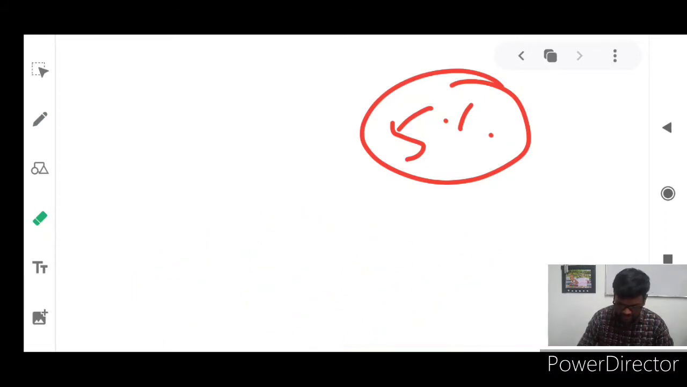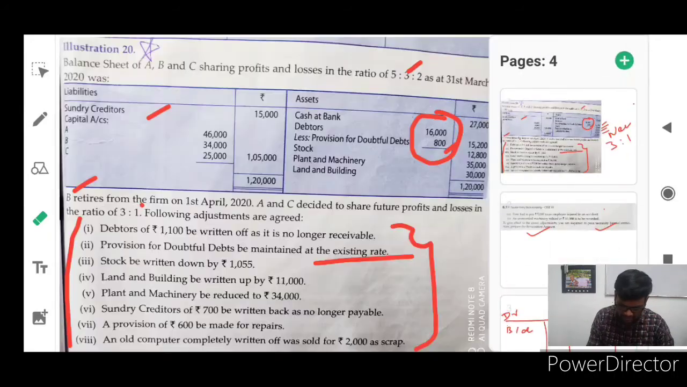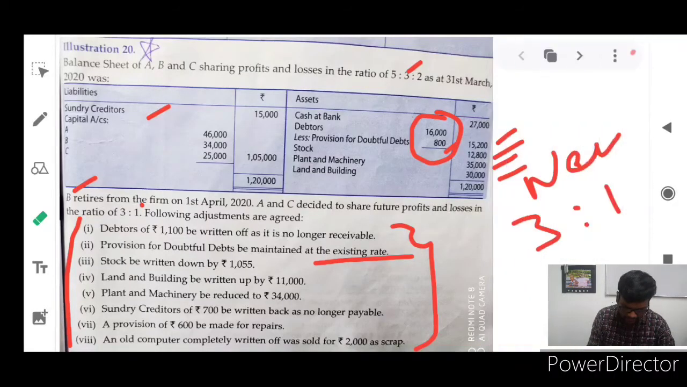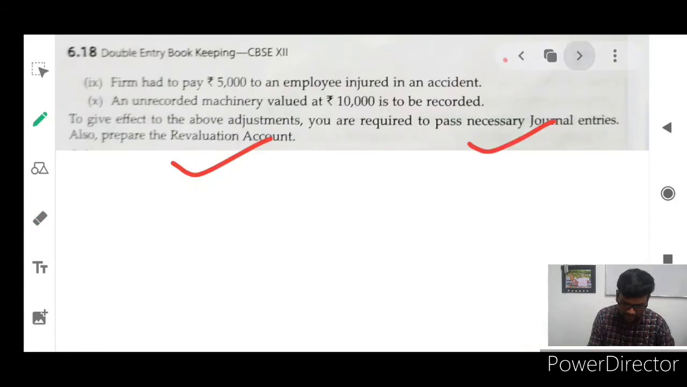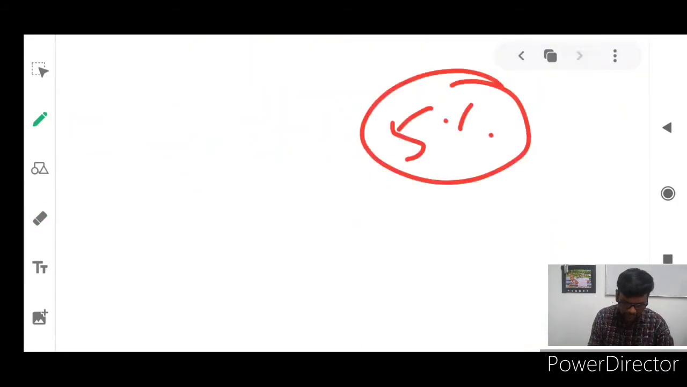So 5%. We have to calculate a 5% provision for the future on debtors. What is the debtors amount after deducting this 1,100 rupees from the actual amount? As per the information, it is available: 16,000. They have given it very clearly. That is the debtors amount on the asset side. Now we are going to create 5%.